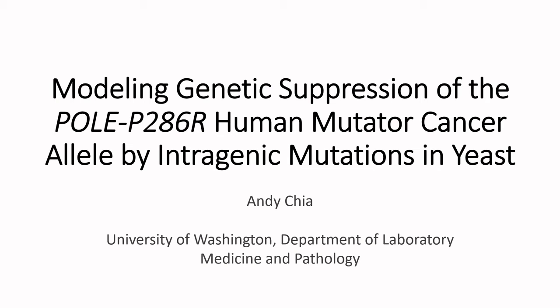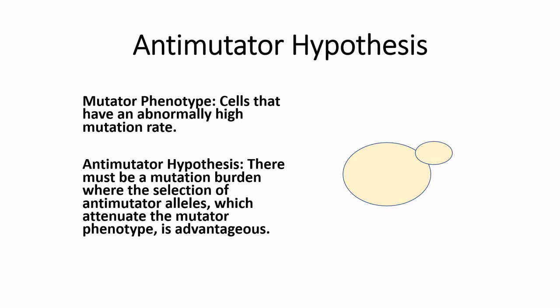My name is Andy Chia, and today I'm going to be presenting my project, Modeling Genetic Suppression of the POLE-P286R human mutator cancer allele by intragenic mutations in yeast. So let me begin by telling you a bit about why we're doing this.